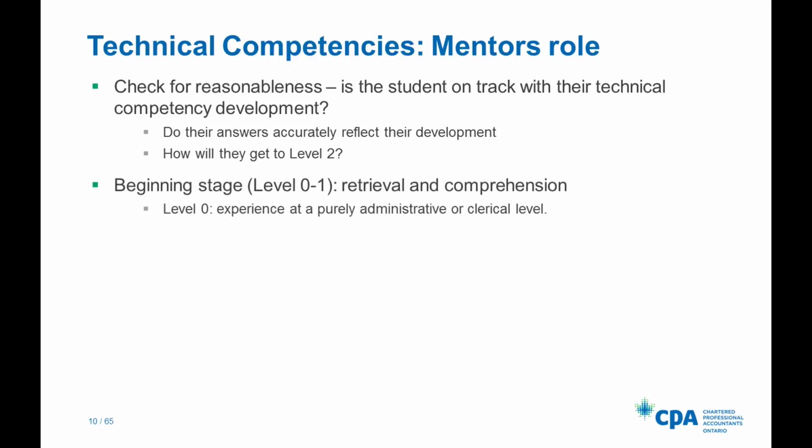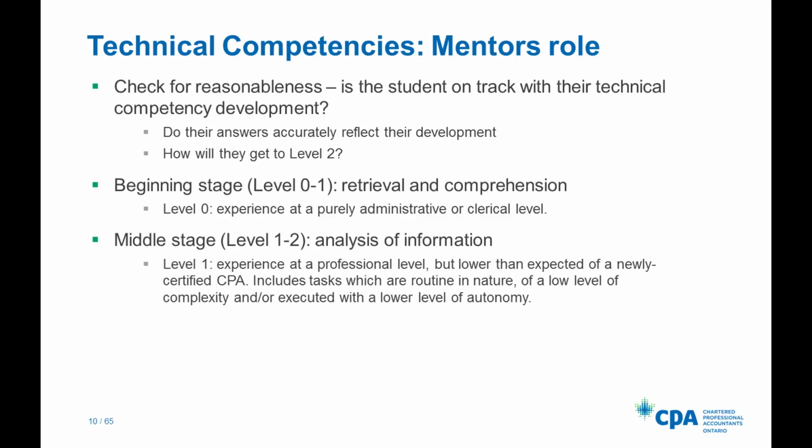As a reminder from the previous slide, we would expect students at a beginning stage, level 0 to 1, to be experiencing at an administrative or clerical level. Students at the middle stage, level 1 to 2, would be experiencing at a professional level but lower than expected of a newly certified CPA. They will be doing tasks which are routine in nature, of a low level of complexity, and or executed with a lower level of autonomy.